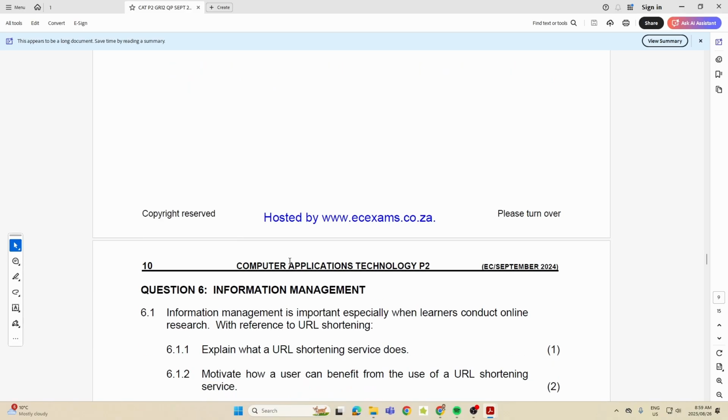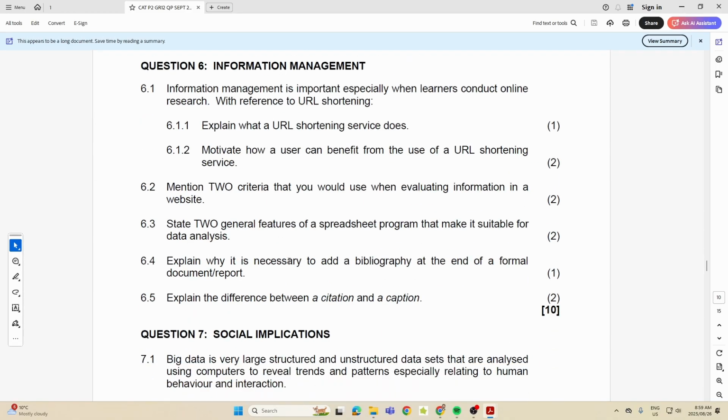In 2024, what did they do? Same story. Okay, slightly different. Okay, there we go. 2 criteria when evaluating information in a website. You did this in your PAT. 2 general features of a spreadsheet program making it suitable for data analysis. Let me just run through this quickly because I know we'd have some IB learners that would be looking at this, and for some of you doing a PAT in grade 10, 11 is nothing, it's normal, whereas for the IB I think it's only grade 12.